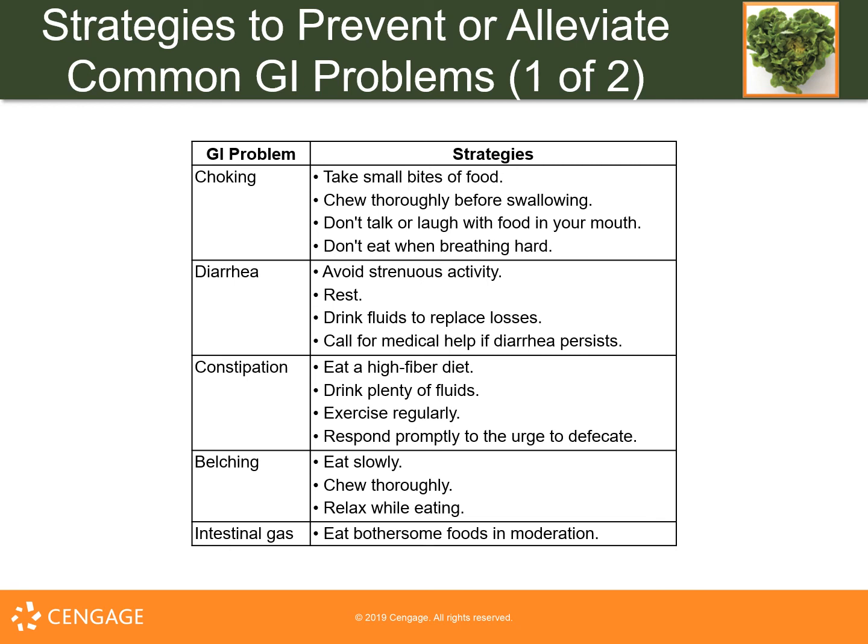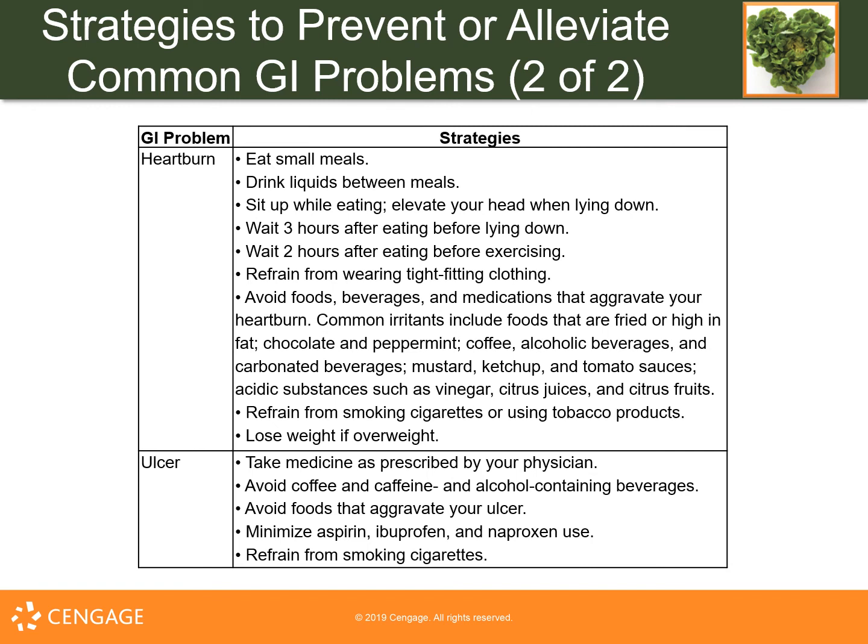Here are strategies to prevent or alleviate common GI problems. I won't read these off to you, but you can take the time to go over them. They cover choking, diarrhea, constipation, belching, and intestinal gas. This is a continuation of that slide, and it addresses heartburn and ulcers.